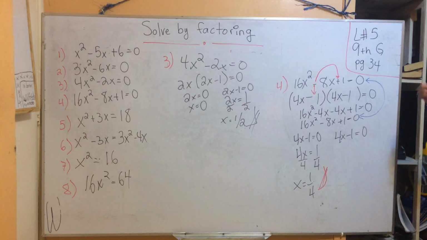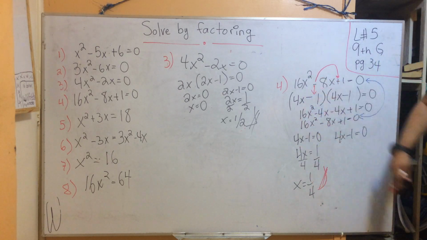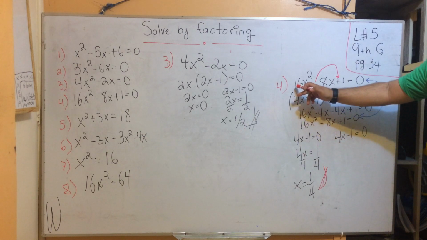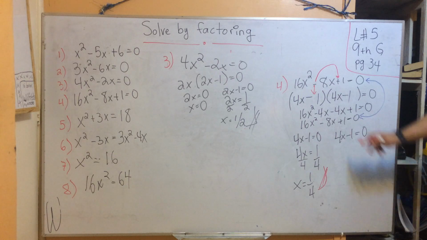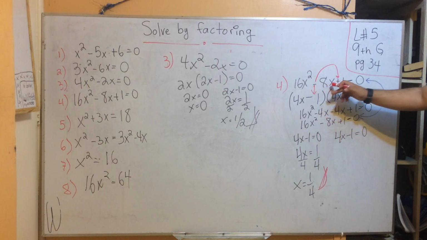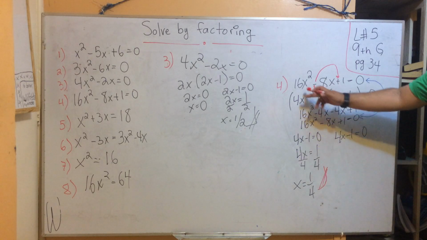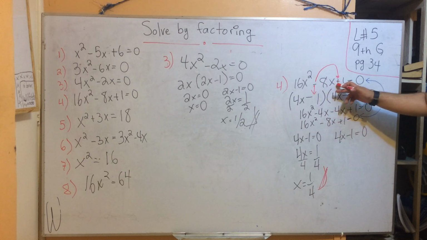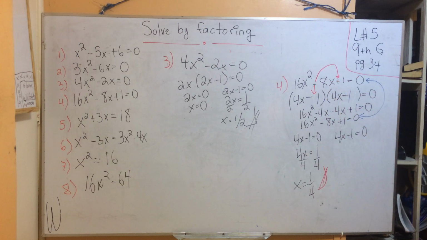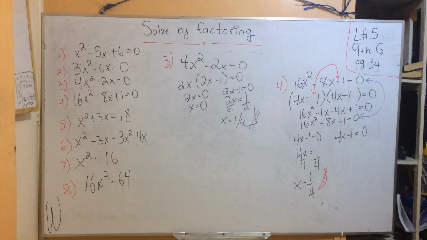So how do we know that this is true? Let's try it. 1/4 squared is 1 over 16. So 16 times 1/16, 1. Minus 8 times 1/4 is 2. So we have that 1 minus 2 is minus 1 plus 1 is equal to 0. Remember, we're looking for the terms that are going to make our equation equal to 0.